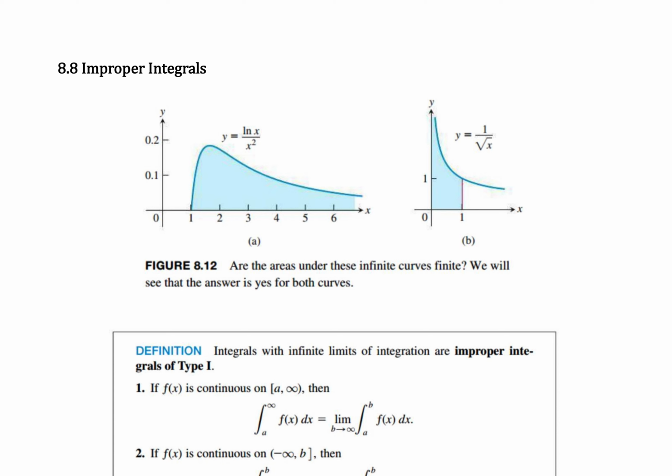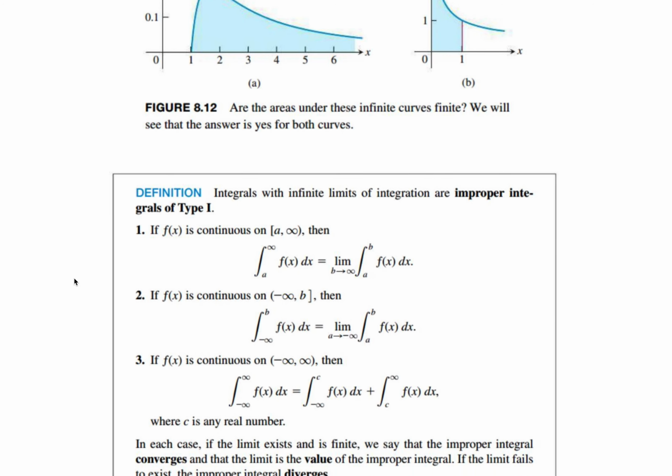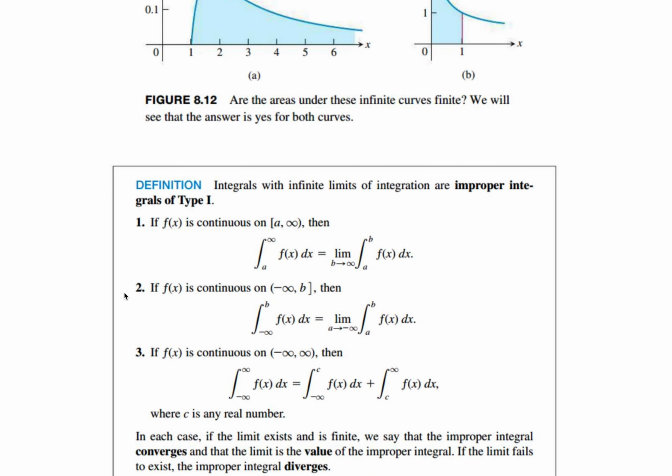And we're going to learn some techniques to be able to integrate in either of these cases. But we're going to start with the first case, those improper integrals of type 1, and we're going to use limits to help us. Now, depending on whether the upper or lower bound goes to infinity or negative infinity, we will substitute with either an a or a b, and then take the limit of that integral as either a goes to negative infinity or b goes to infinity.